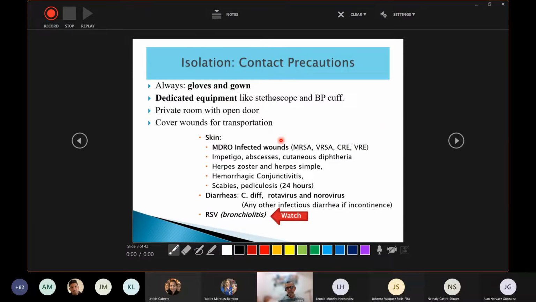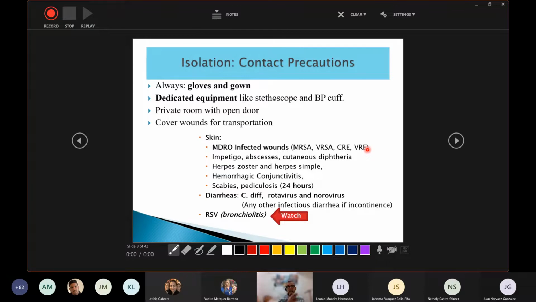You don't care what those acronyms mean, but you need to recognize in the test, in the question, that when you see those acronyms, they are super bacteria that must be isolated in a room because they are not responding to the antibiotics. And for that reason, you don't want this horrible bacteria moving to another room, please. It's logic. And that's why it's the most common reason for isolation in contact.